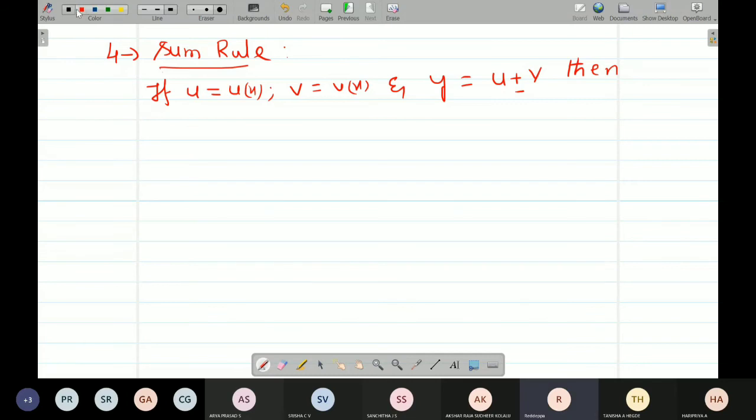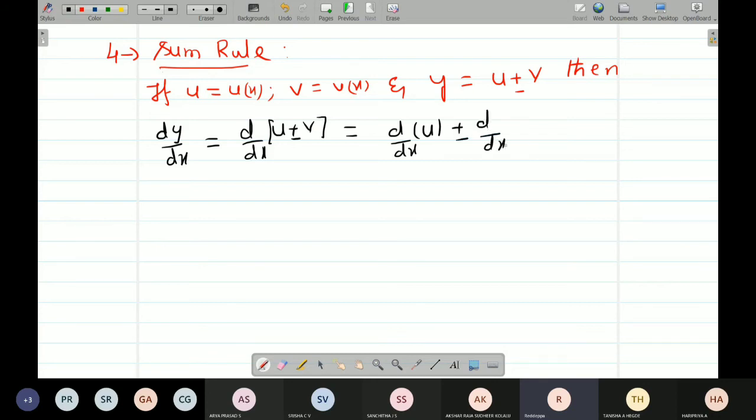So the sum rule says that if this is the case, then dy by dx, which is d by dx of y, is nothing but u plus or minus v. It can be u plus v or u minus v. This is equal to d by dx of u plus or minus d by dx of v, which is a function of x, right? Example 1.